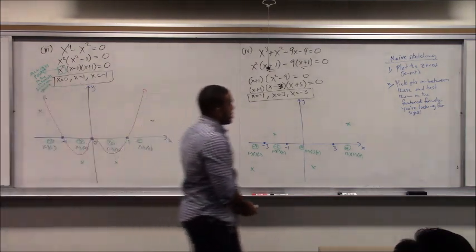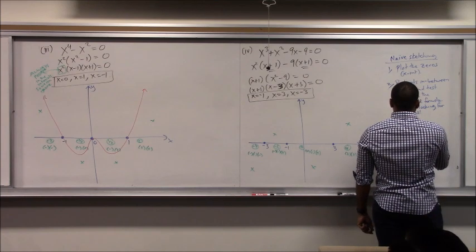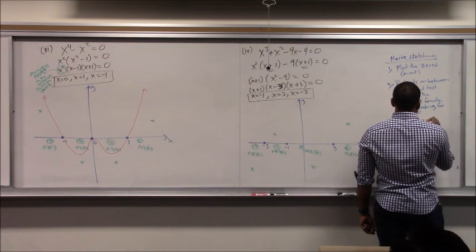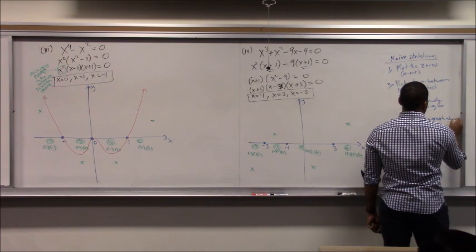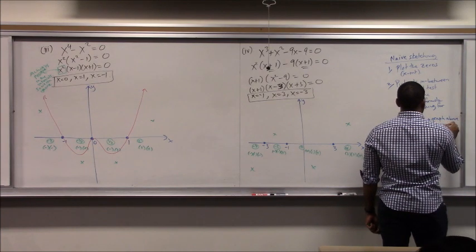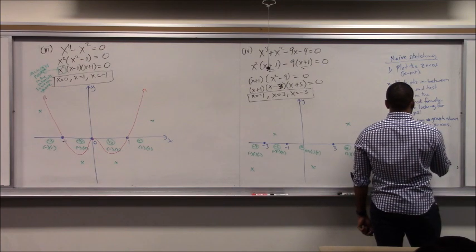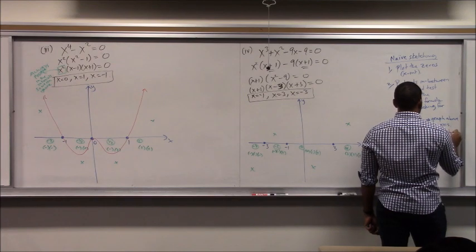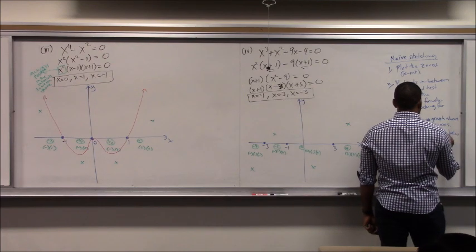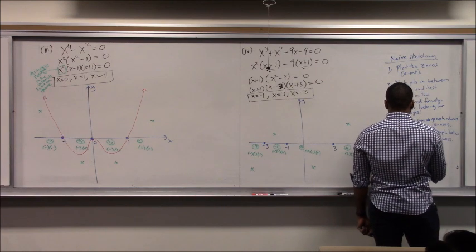So that tells us that a positive sign means the graph is above the x-axis. A negative sign means the graph is below the x-axis. And of course for step 4, now you just sketch.